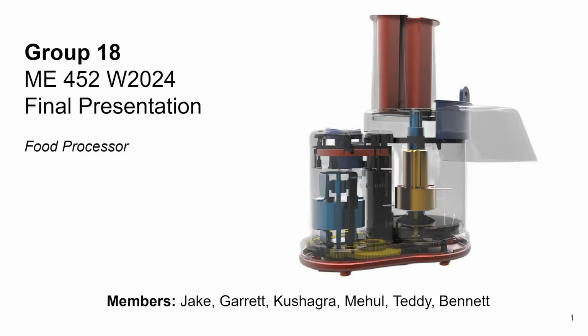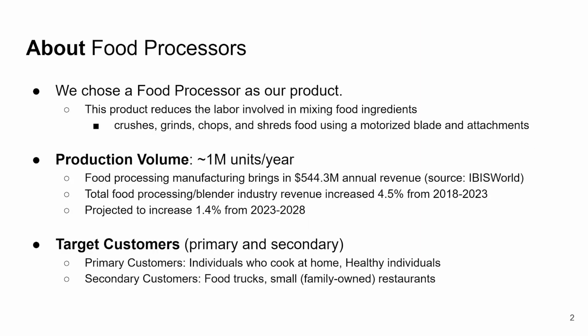We are Group 18 presenting our final redesign of the kitchen food processor. The kitchen food processor is a tool that slices food using a motorized blade, speeding up the process of prepping food while cooking. The production volume is around 1 million units per year, and total revenue exceeds $500 million annually and is growing year to year.